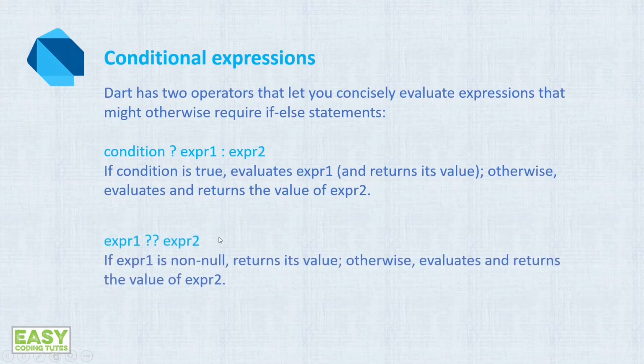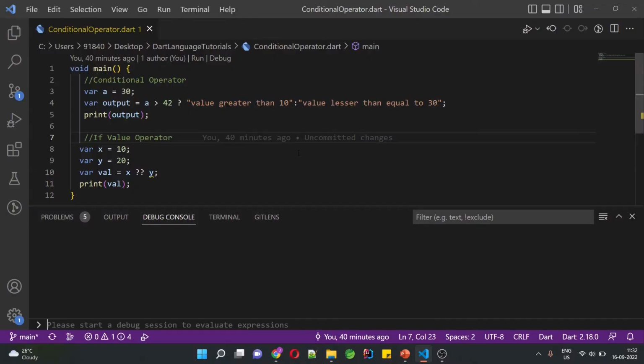And the second one is the if-null operator. Here we have expression 1, the if-null operator, that is double question mark, then expression 2. If expression 1 is non-null, return its value. Otherwise, evaluate and return the value of expression 2. Let's see the example for this one also. Here we have an example for the conditional operator and the if-null operator.